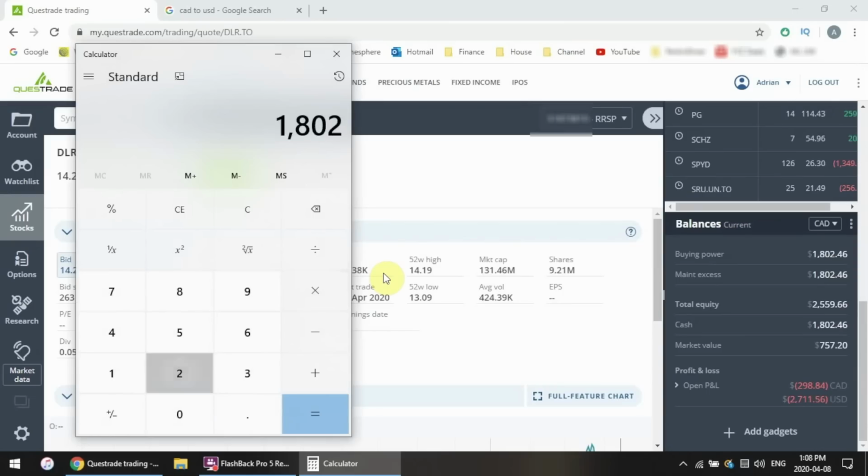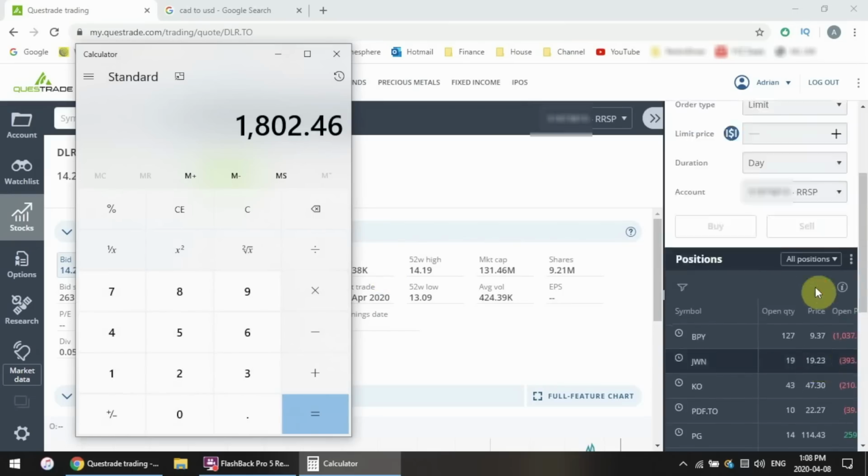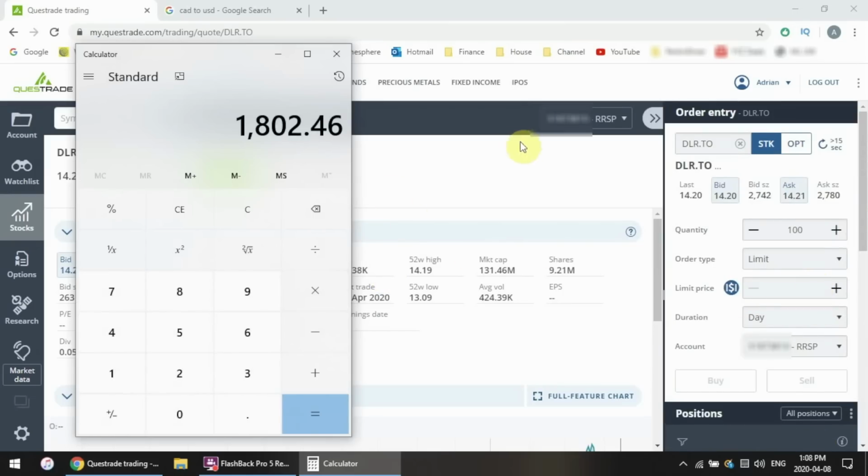So we enter $1,802.46. We don't pay commission when we buy an ETF. So we just divide our cash amount by the current asking price of $14.21. That gives us 126.84. Remember, you can't buy a fraction of a share. So we have to round down to 126 shares. So that's what I'm going to do.